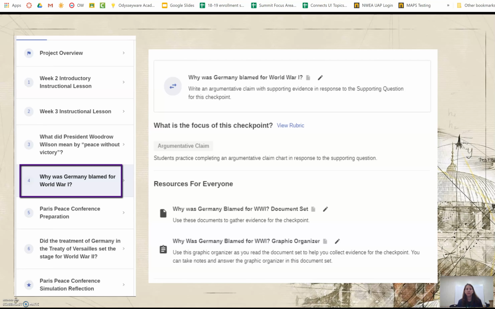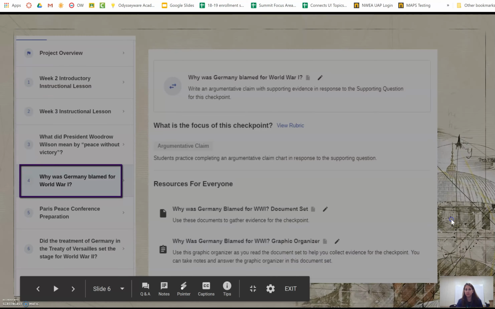Okay, so you can see how the Treaty of Versailles wasn't really taking into account Germany's situation, and you can see how this supposed peace could definitely continue on and lead to war. So this week you're focusing on why was Germany blamed for World War I. You can see the land it was taking and different things that were going on. So you're going to go into, hold on one second, the document set.